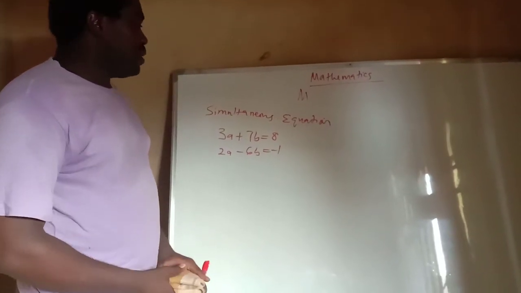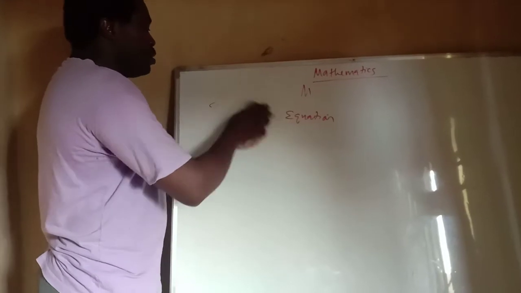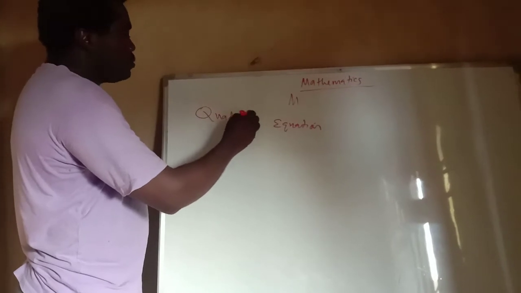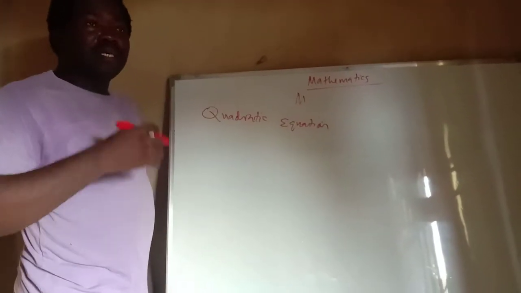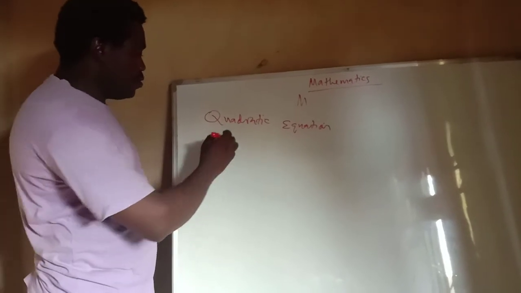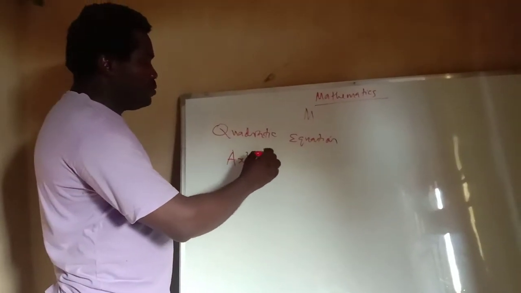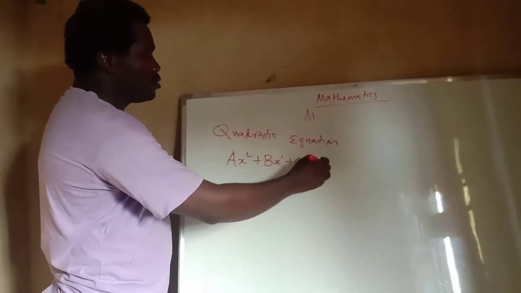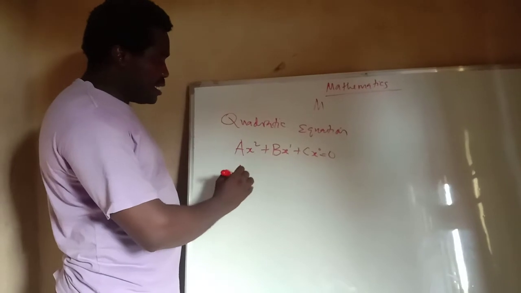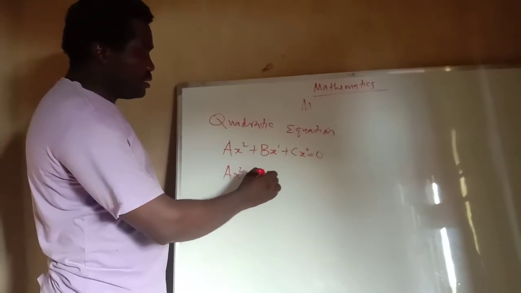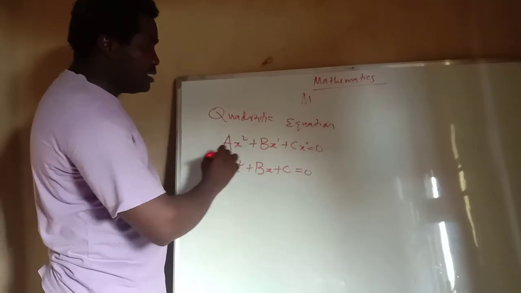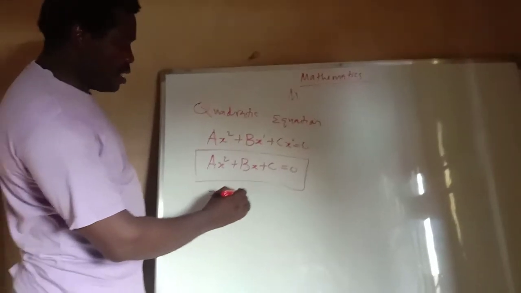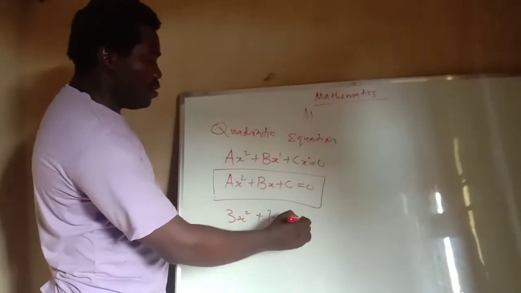And the number three equation we are considering is what we call quadratic equation. For quadratic equation, we have a general formula. Please let us follow. We call it ax squared plus bx to the power of 1 plus cx to the power of 0 equals to 0. It's the same thing as ax squared plus bx plus c equals to 0. This is the general quadratic equation. Example is when we have something like 3x squared plus 7x plus 4 equals to 0.